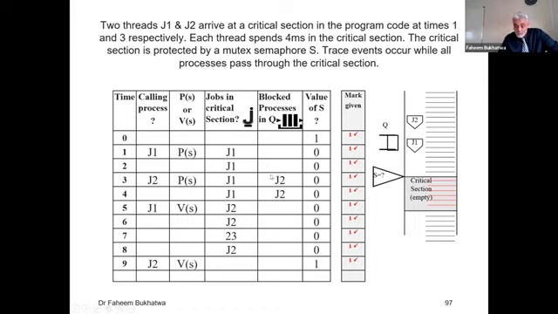So day 6, nothing happens. Day 7 and 8, nothing happens. Day 9, J2 leaves. It issues the V function. The V function says, is anybody waiting in the queue? No, there's nobody waiting in the queue. Well, then give the key back to reception and walk out.